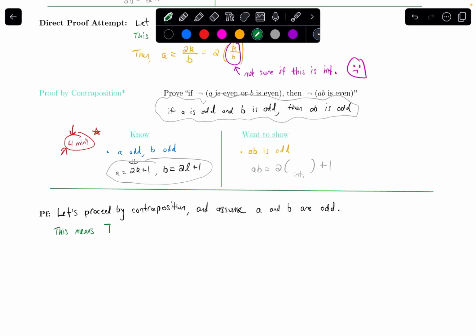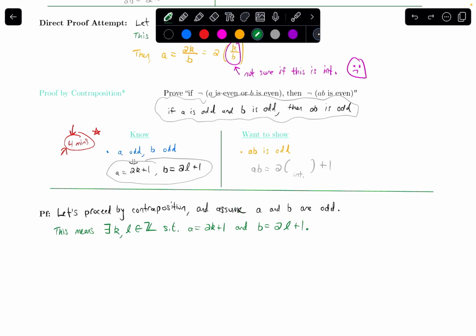there exist, and because I'm going to use a K and an L in this case based on what I did in my scratch work, let's just try to do that at the same time. There exist K and L, which are integers, they're elements of Z, such that A equals 2K plus 1 and B equals 2L plus 1. So we've broken down what it means for A and B to be odd using the definition of odd.